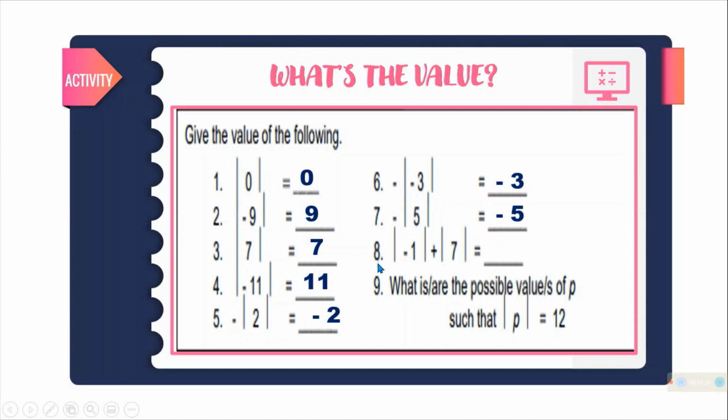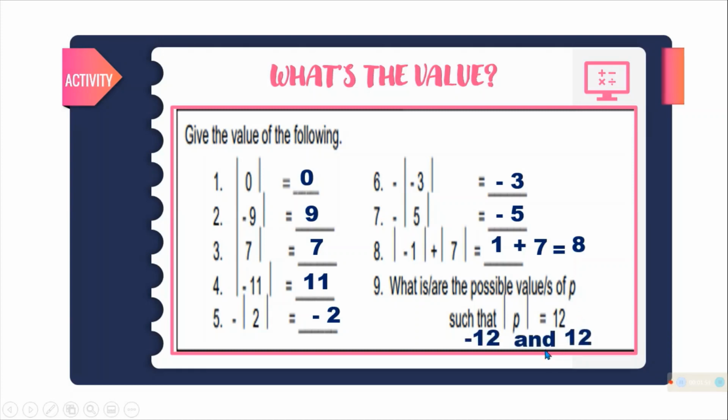So next, sa number 8, dalawa yung naka-absolute value. Meron siyang operator na plus. So meaning, i-add natin siya. So, yung absolute value of negative 1 is 1 plus absolute value of 7 is 7. So, 1 plus 7 is equal to 8.